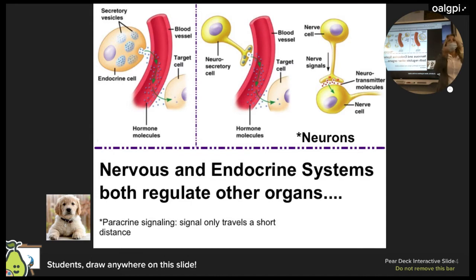So when we look at the hypothalamus, which is full on nervous tissue controlling the pituitary gland, the pituitary gland is known as the what gland? Master gland. Why is it called the master gland? Yeah, it controls so many different things.